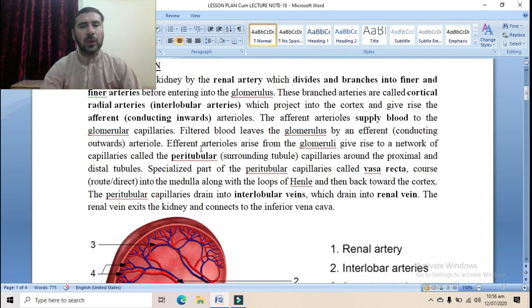We will go through it. The efferent arteriole arises from the glomerulus and gives rise to the network of capillaries called the peritubular capillaries, surrounding the proximal and distal tubules. A specialized part of the peritubular capillaries called vasa recta courses into the medulla along with the loop of Henle and then back toward the cortex. We have diagrammatically shown it here.